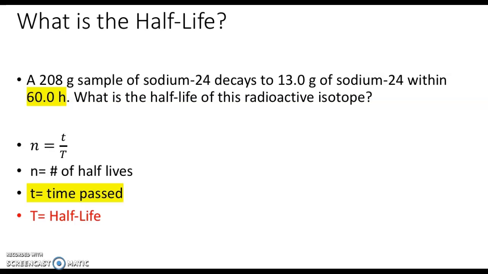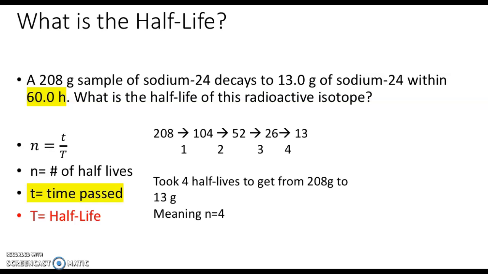All right. So now that I know my time passed, I need to figure out my n value because I am looking for my big T value. So I'm going from 208 to 13. So let's see what my n value is for me to go from 208 to 13. Remember, it's the number of half-lives. So how many times do I have to divide myself in half to get to 13 from 208? So 208 divided in half gives us 104. 104 divided in half gives us 52.